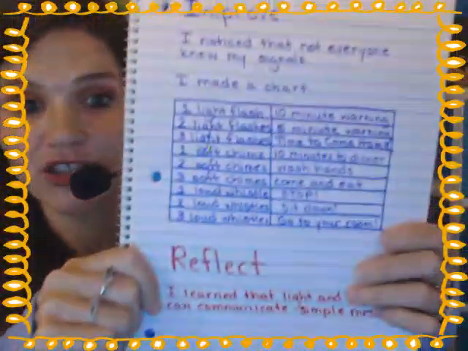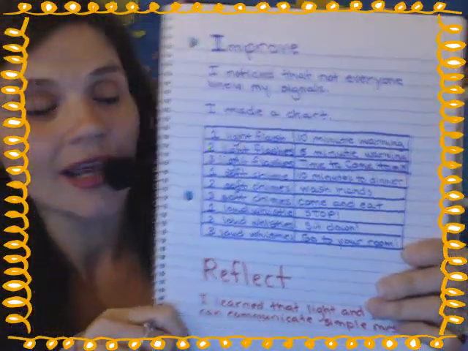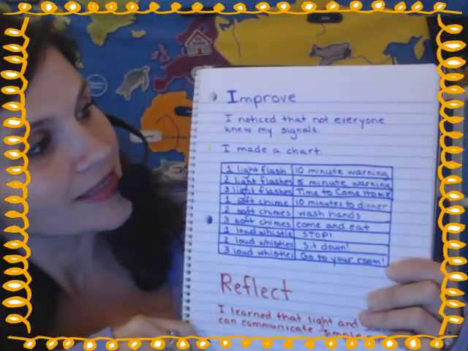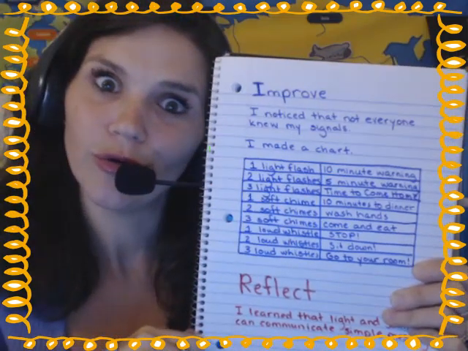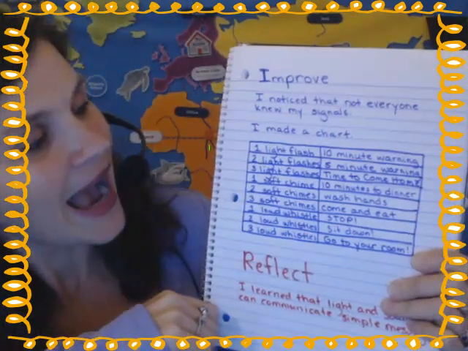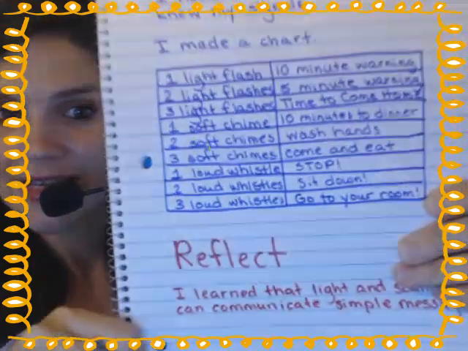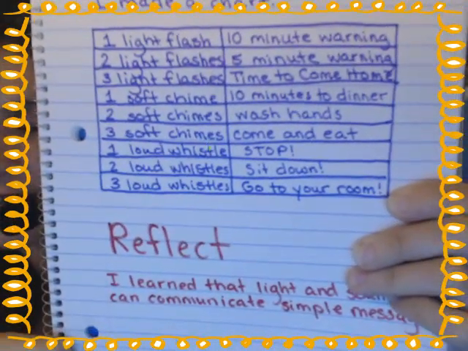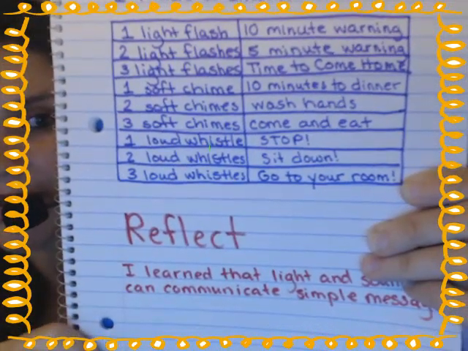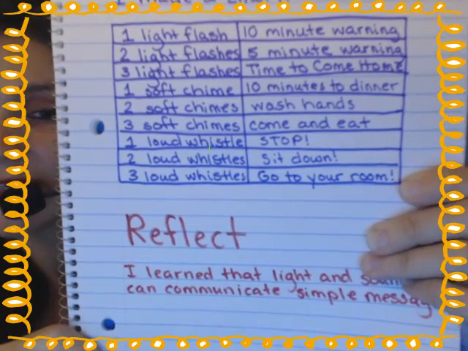So here's my science journal. In my improve section, I said I noticed that not everyone knew my signals. So I made a chart to show what those flashes of light mean, what those bell sounds mean, and what those whistles mean.